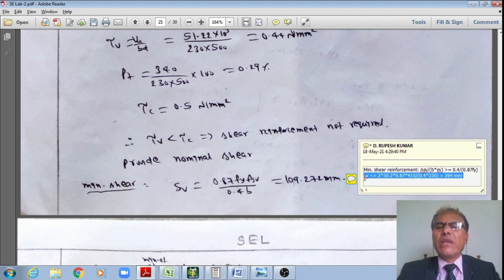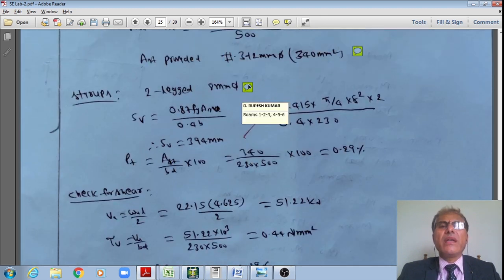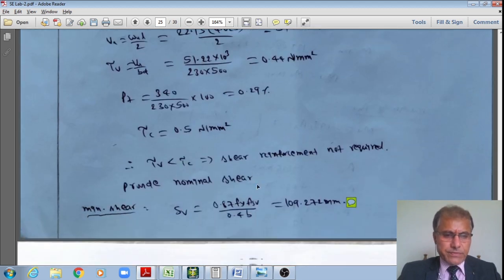Therefore, now I'll calculate what is the spacing of this 8 mm dia 2-legged vertical stirrups. It now works out, say, 394 because 2 multiplied by 50.2, which is the area of one leg. 8 mm dia leg is 50.2, right? Now that works out, say, 394. Therefore, that is how I got 394 as the spacing.